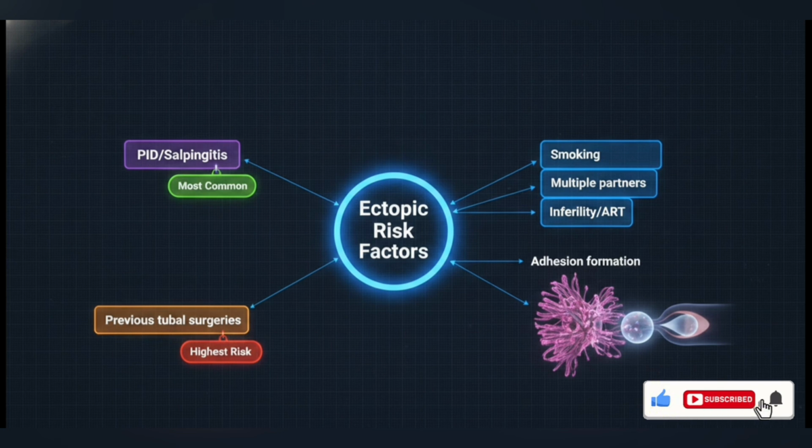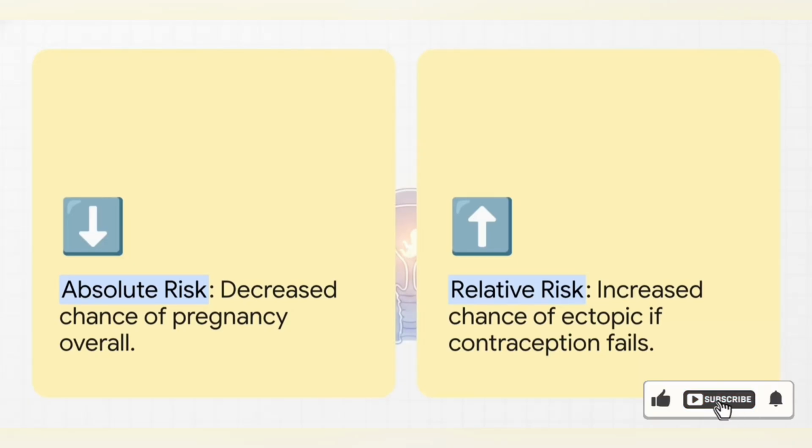Other factors like smoking, multiple partners, and assisted reproductive technology also contribute. Ultimately, the whole shebang boils down to adhesion formation. Adhesions disrupt the normal ciliary motion in the tube and literally prevent the ovum from reaching the uterus for implantation. Wahi atak jata hai. So, the crucial point here is understanding how contraceptives affect this risk. This is a bit tricky, so listen closely. Contraceptives decrease your overall chance of getting pregnant, period. So the absolute risk of any pregnancy drops.